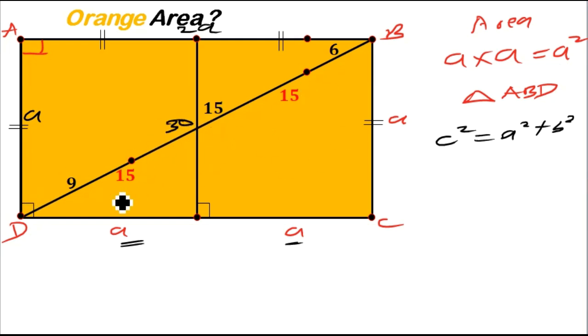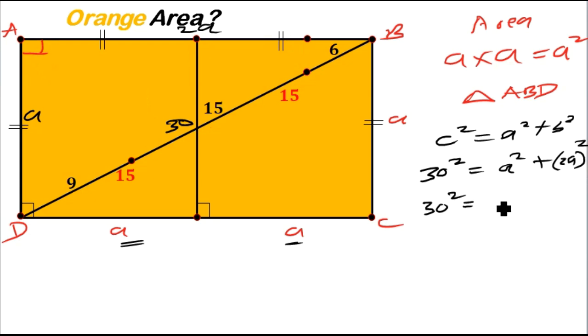So C squared is going to be the BD, which is 30. So that is 30 squared is equal to, then A to D is going to be A squared, then plus from A to B is 2A, is going to be 2A squared. So what do we have here?